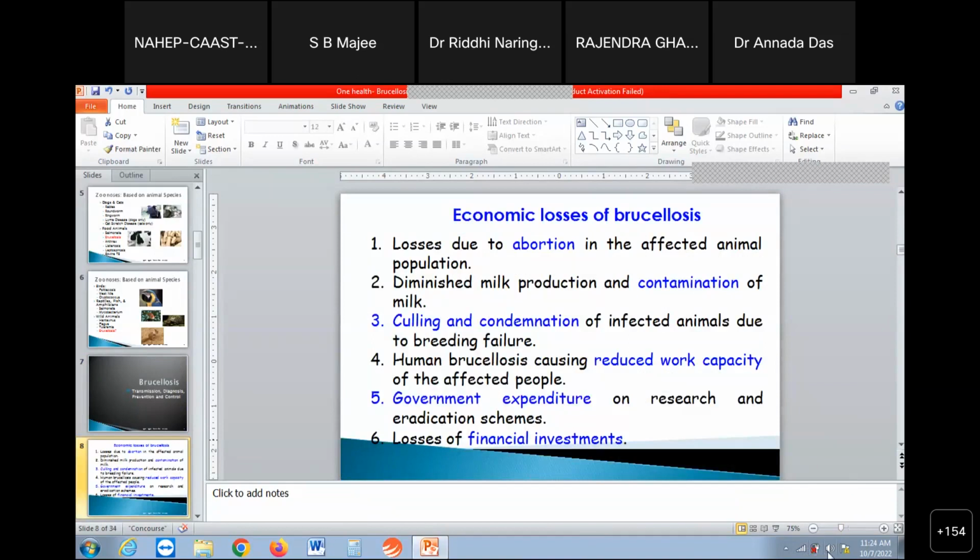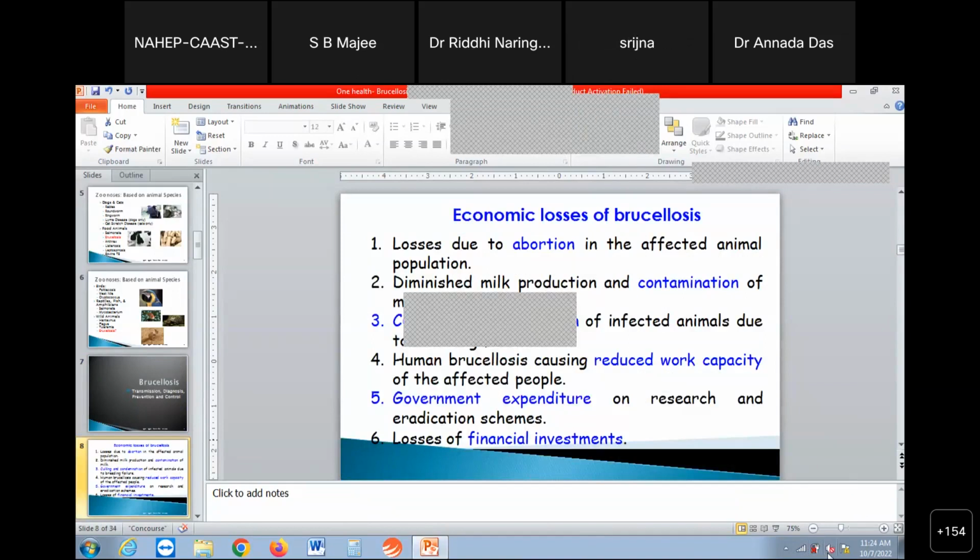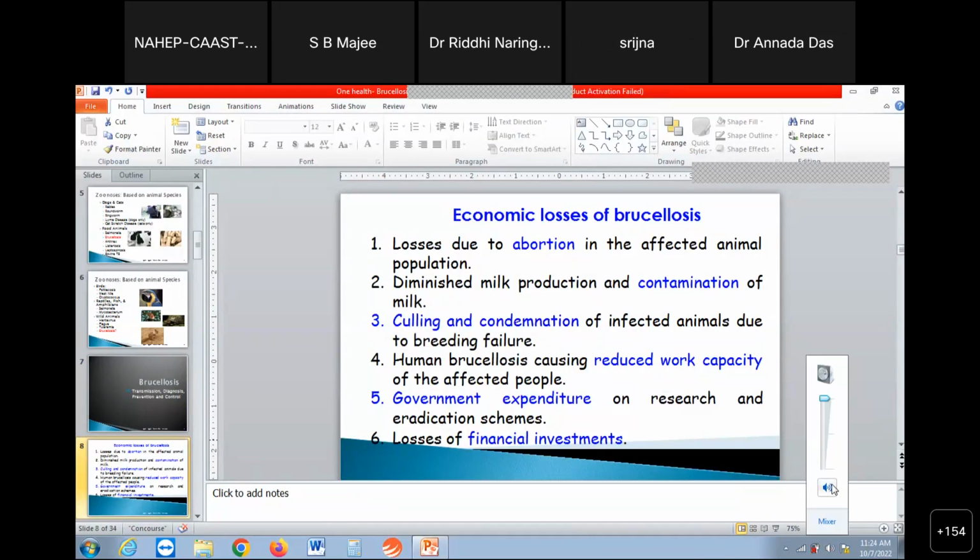Now we look at the economic importance of brucellosis. So the first thing is, what is the main impact? Number one is it causes abortion. The first loss is due to abortion because we lose the calf and we lose one whole term of the animal, one whole calving period. It may land into multiple calving periods where this loss can be encountered.